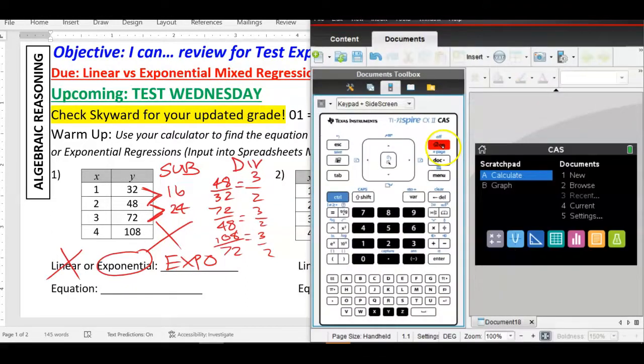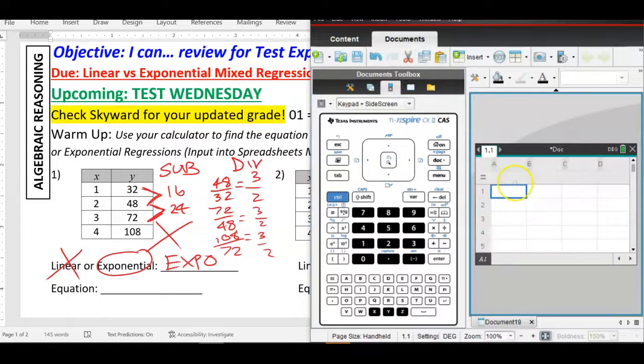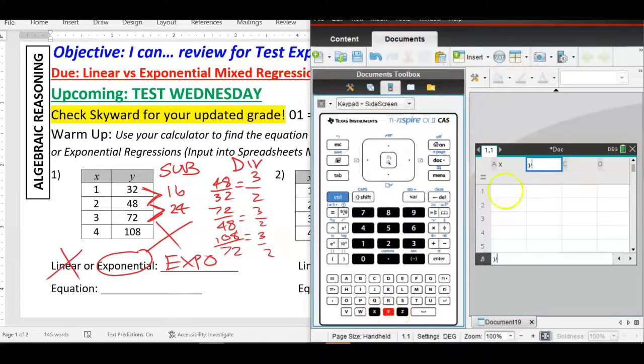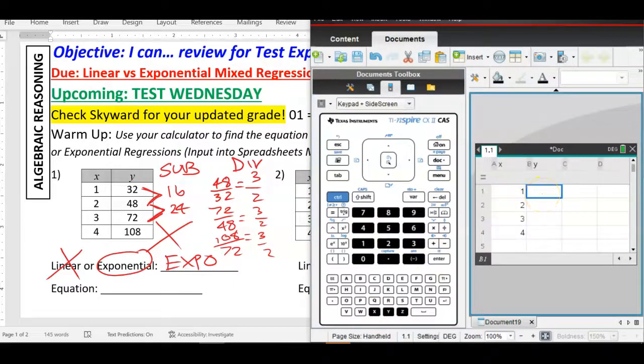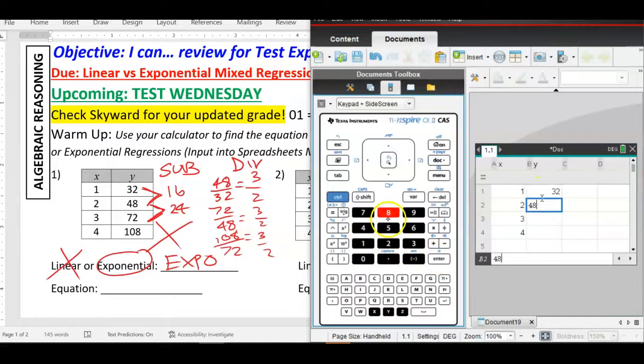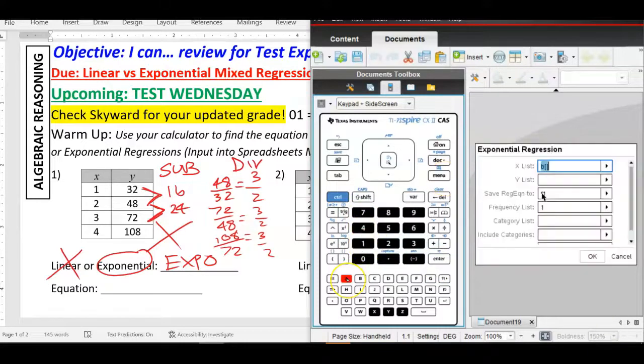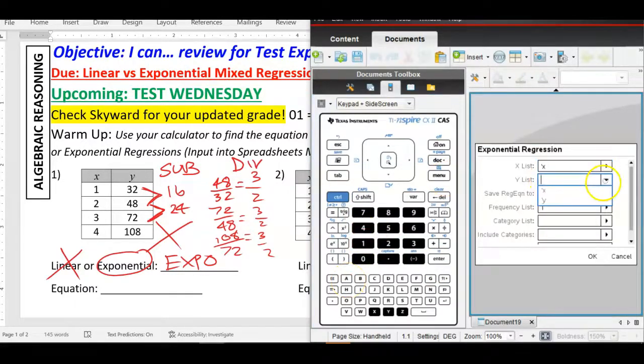So new document, don't save, number 4, new spreadsheet, X and Y go at the top, right? 1, 2, 3, 4, and then 32, 48, 72, 108. Okay, so I do all that and I press menu 41A. X is X, Y is Y.